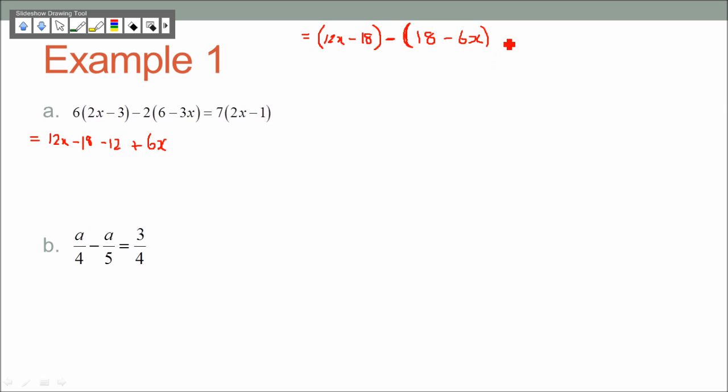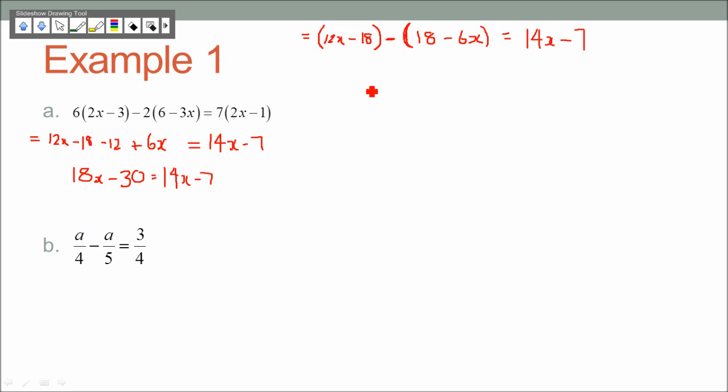Now over on the right hand side, the expansion is 14x minus 7. If you're doing it this fashion over here, this is just going to be a simple case of combining your like terms. So 12x plus 6x is 18x. Minus 18, take away another 12 is minus 30. And that equals 14x take 7.